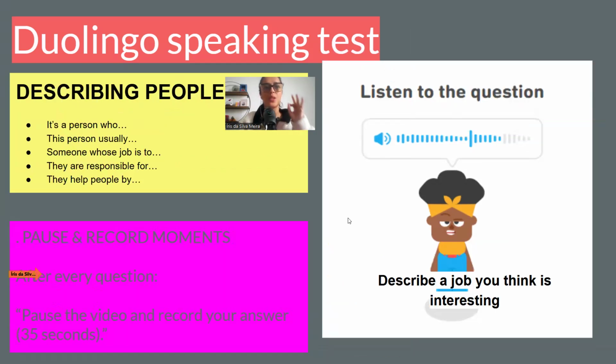If it's a simple word, if you remember the word, you're going to mention the name of this profession. And then you're going to use some chunks of language to give further information about that. You're going to pause and record your audio by WhatsApp and send it to me, okay?